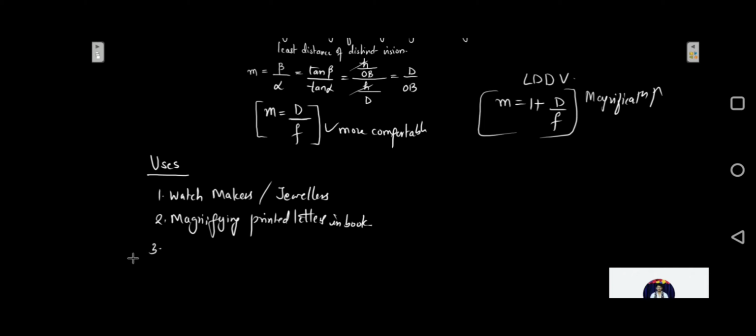The third application is that the magnifying glass is used in science laboratories to read vernier scales. Vernier scale is an instrument to measure length. It has a fine scale on it. So to view it clearly, properly and comfortably, we use the convex lens, that is the magnifying glass, or the simple microscope in the laboratories. So these are the uses of simple microscope.